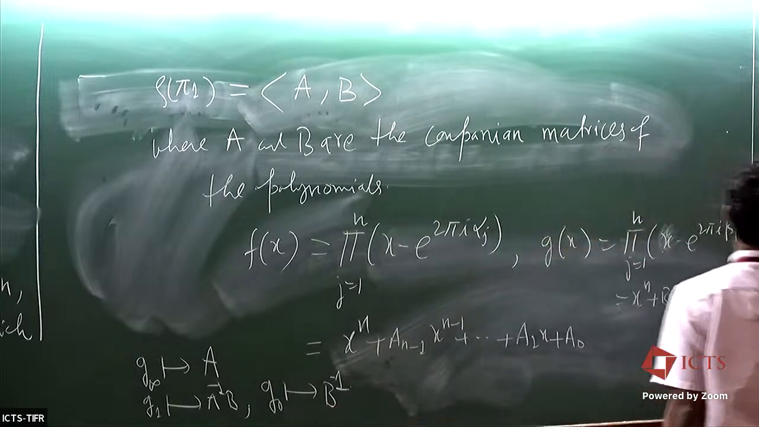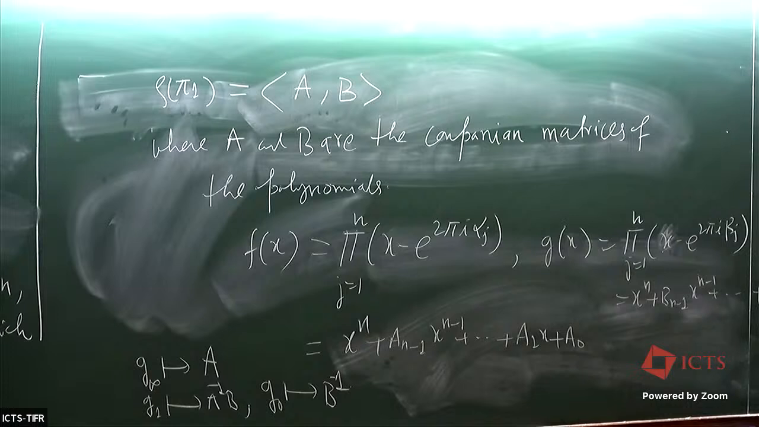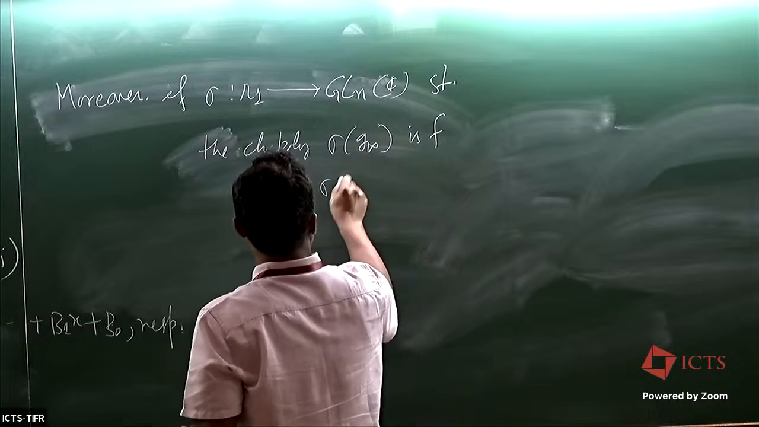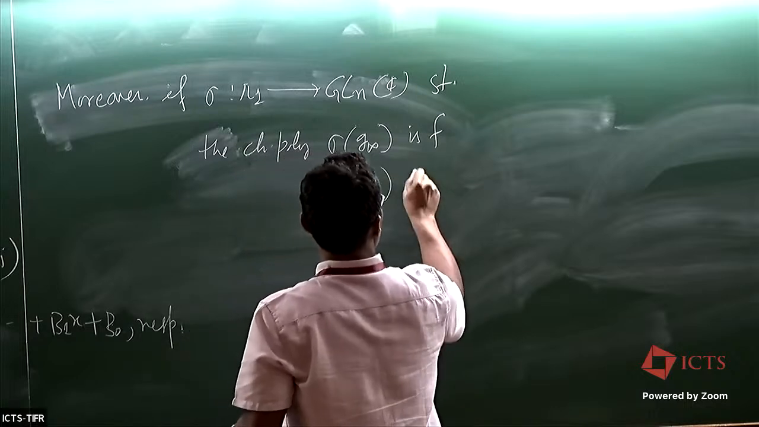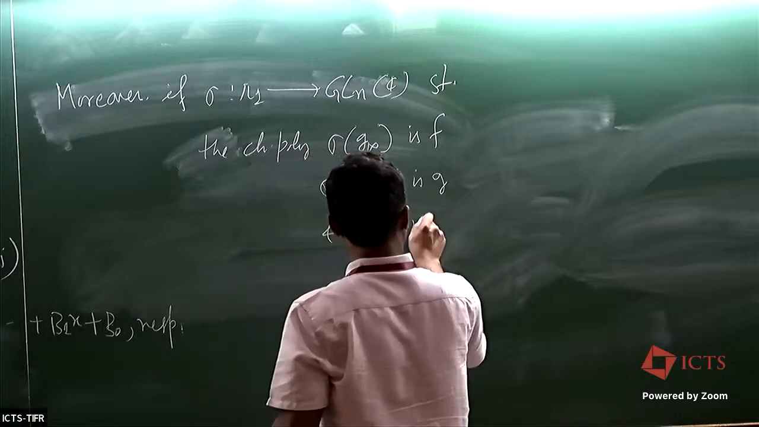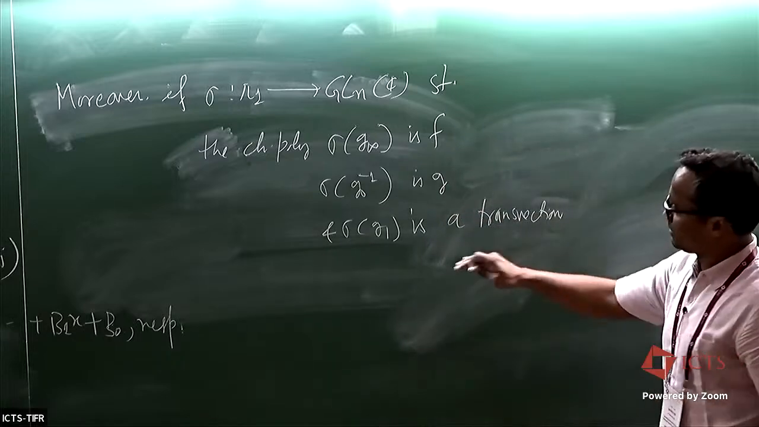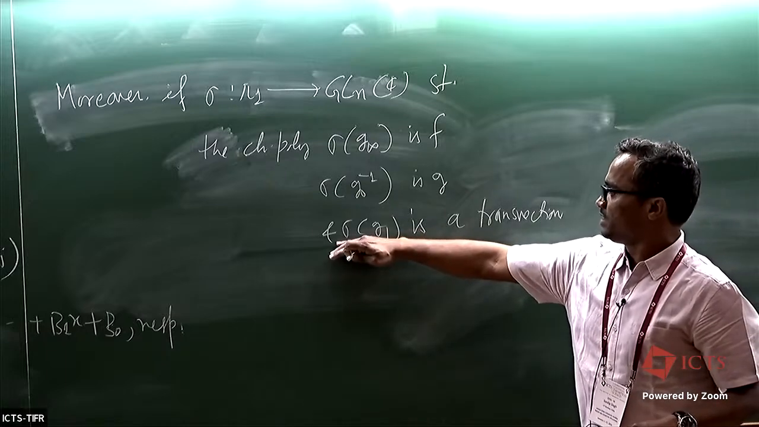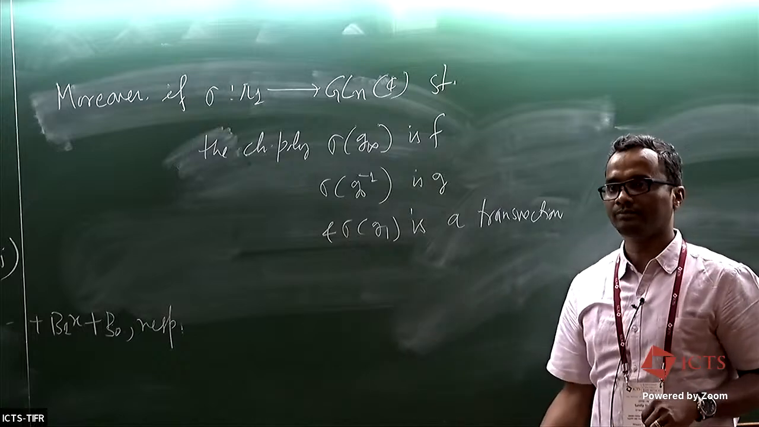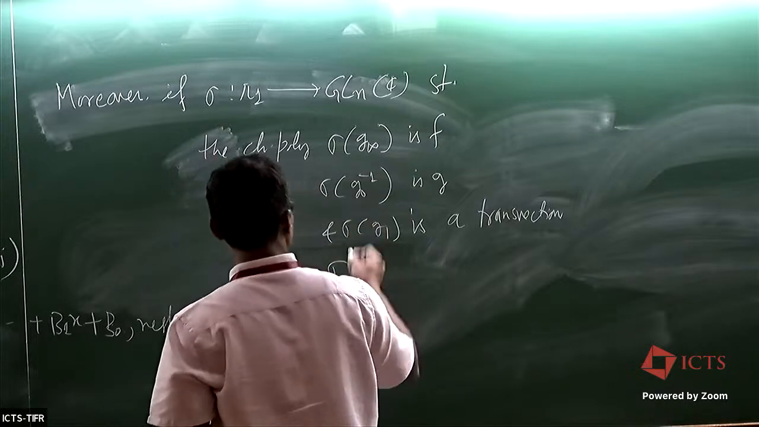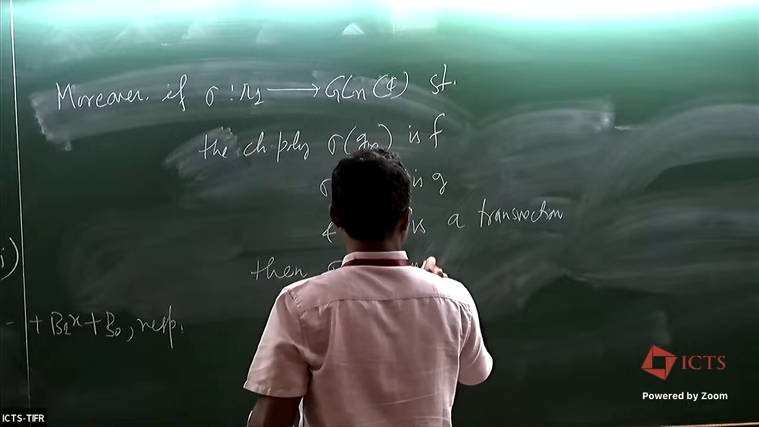So that is also part of the rigidity condition: if sigma is any other representation of pi 1 such that the characteristic polynomial of sigma of gamma infinity is f, sigma of gamma 0 inverse is g, and sigma of gamma 1 is a transvection. Transvections are also called complex reflections. Basically, it means that sigma of gamma 1 minus identity has rank 1. If sigma of gamma 1 is a transvection, then this sigma is equivalent to rho.